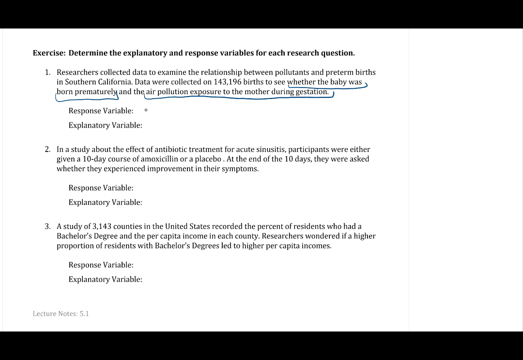So our response variable is going to be whether the baby was born prematurely, and notice that they would respond to that with either a yes or a no. This is a categorical variable.